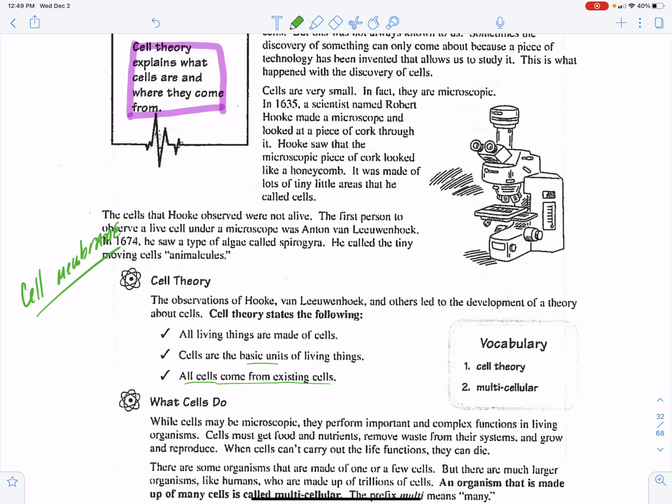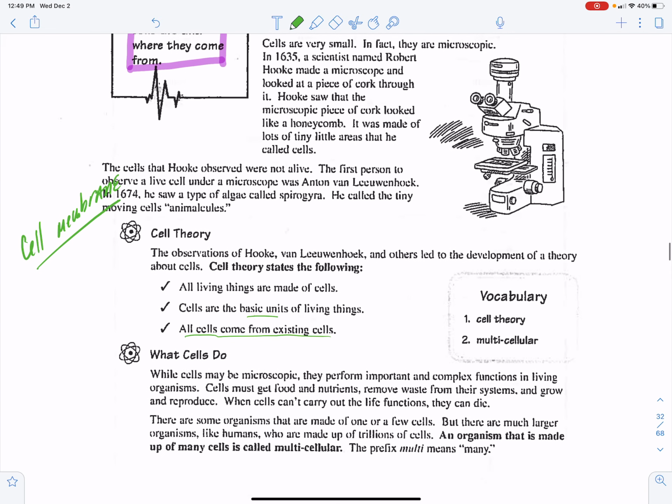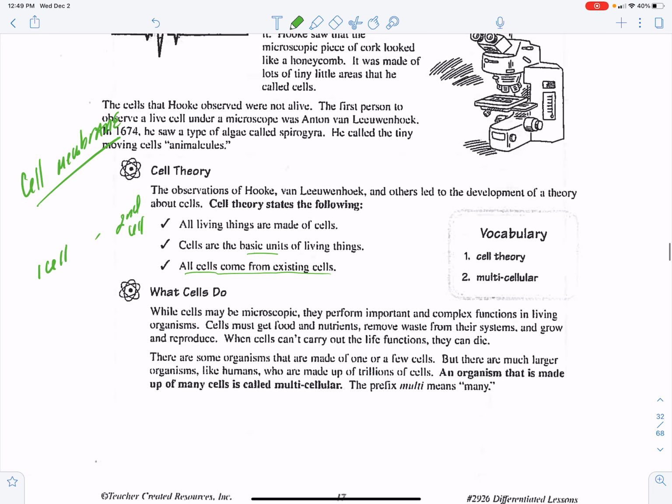All right, so going back to this idea of the chicken or the egg, you had to have at some point one cell before you had a second cell, right? So the question is, where did the first cell come from? We don't know. What do cells do?